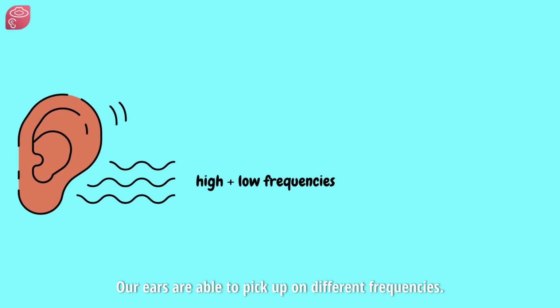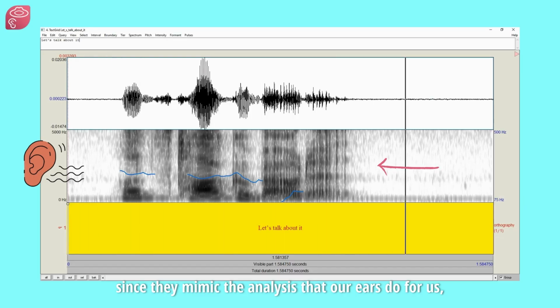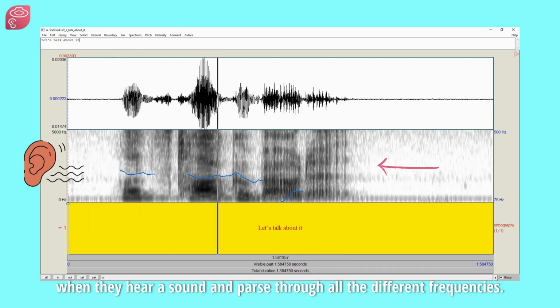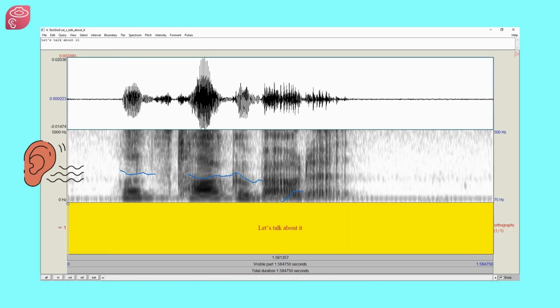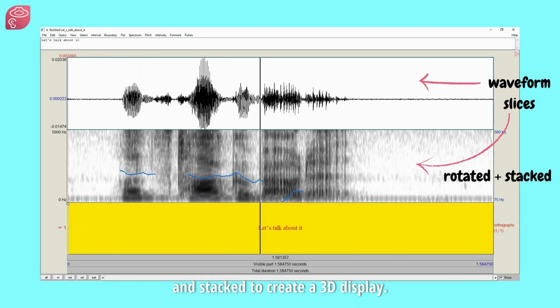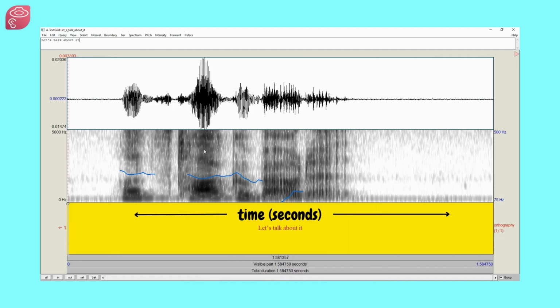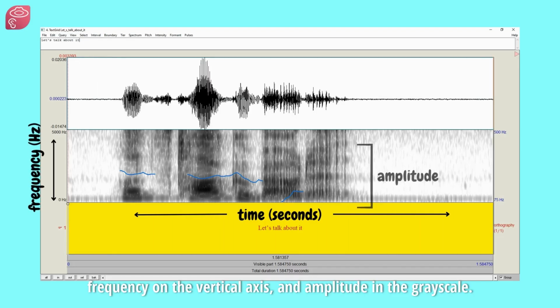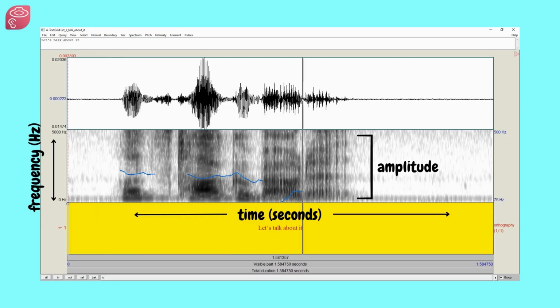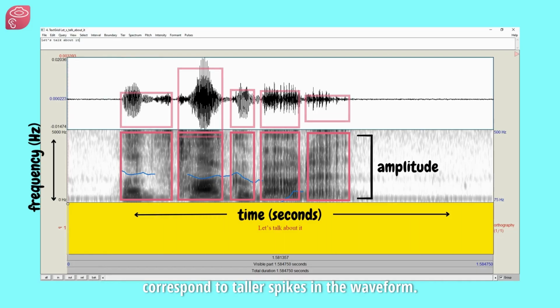Our ears are able to pick up on different frequencies. Spectrograms are very informative visual displays since they mimic the analysis that our ears do for us when they hear a sound and parse through all the different frequencies. To get a sound spectrogram, slices are taken from the waveform, rotated and stacked to create a 3D display. The three dimensions of the spectrogram are time on the horizontal axis, frequency on the vertical axis, and amplitude in the grayscale. You might notice that the dark gray areas of the spectrogram correspond to taller spikes in the waveform.